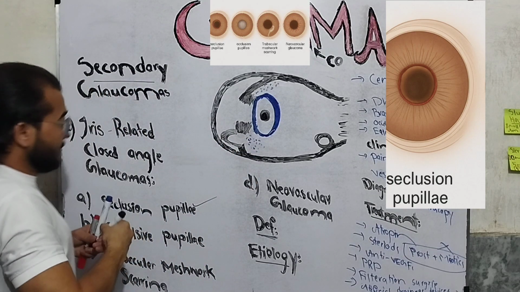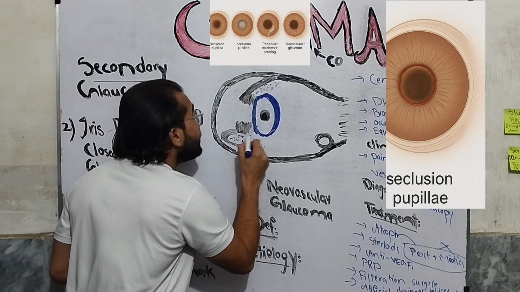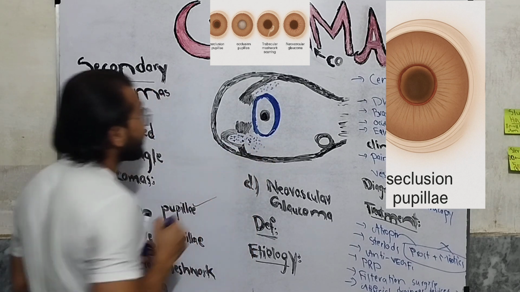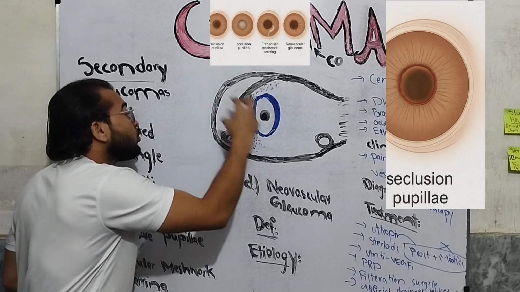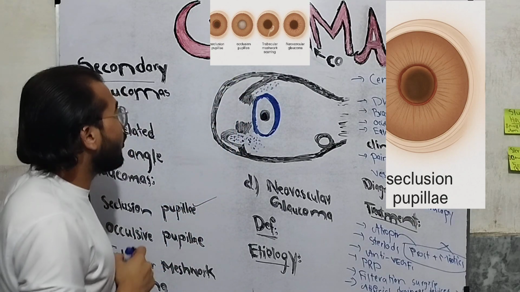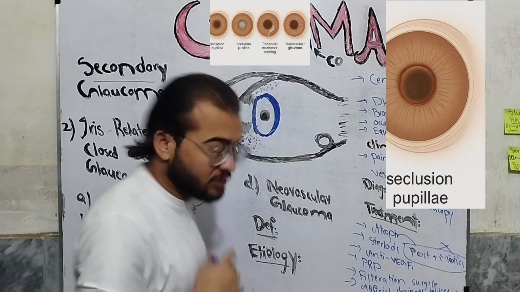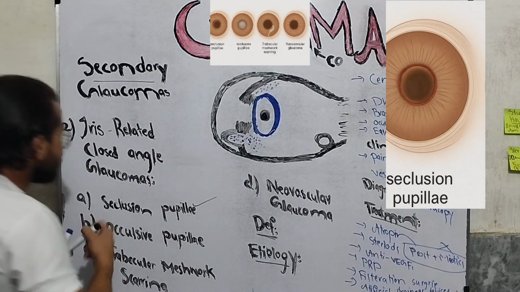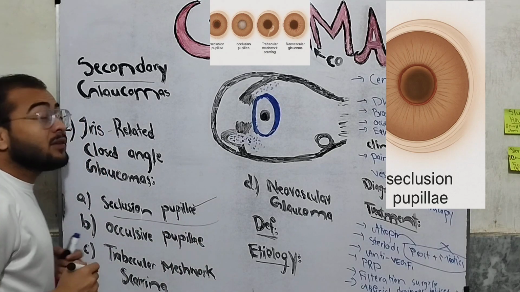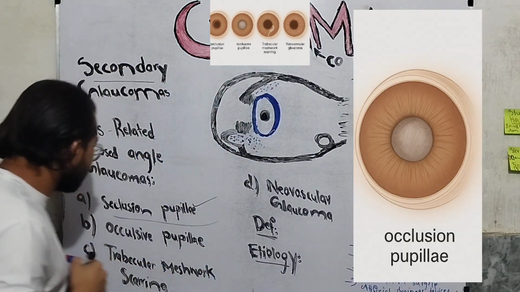So this pattern is similar to primary angle closure glaucoma, caused by 360 degree posterior synechia formation, due to chronic inflammation or when the inflammation is prolonged. This is called seclusion pupillae, and it causes closed angle secondary glaucoma.